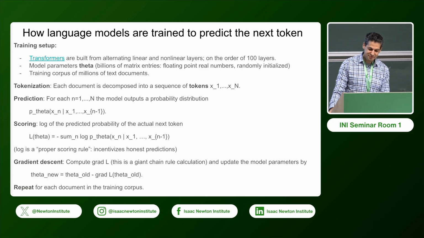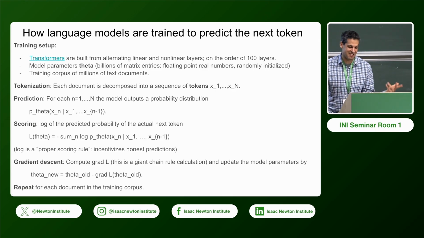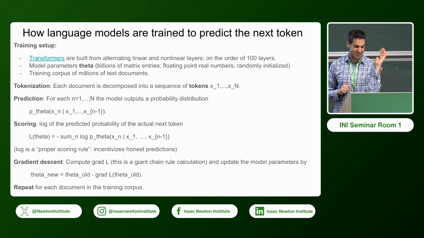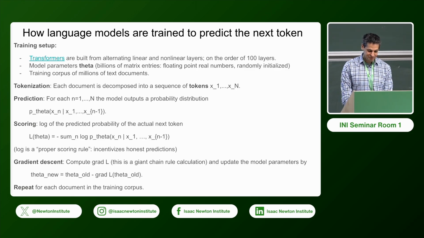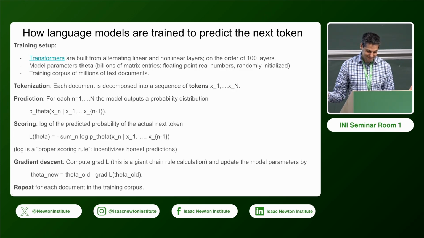Let's say the document is this slide, right? My first 4 tokens are "how language models are." Okay, and then it has to predict the next token. Maybe it predicts that the next token is "trained" with probability 10%. Then its score for that token would be minus log of 0.1. That way you incentivize it to give high probability to tokens that actually appear.